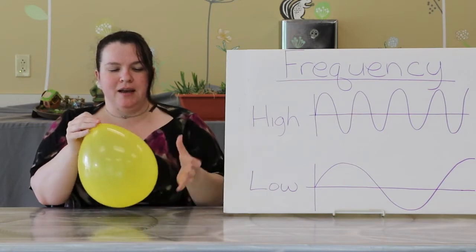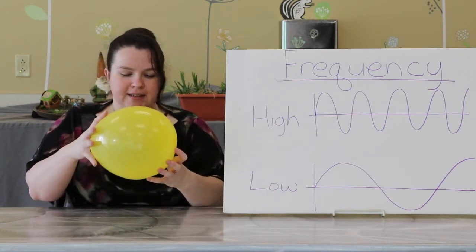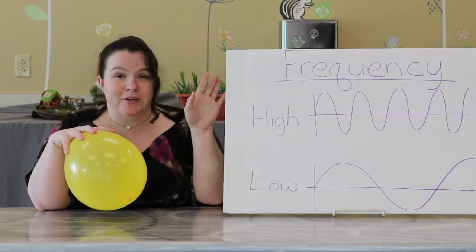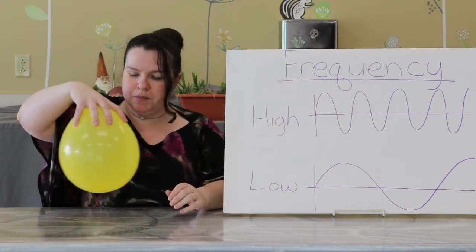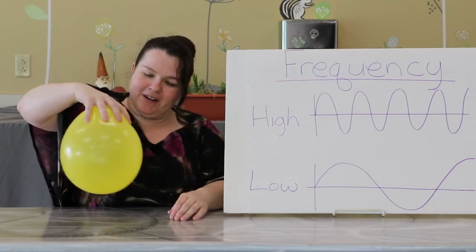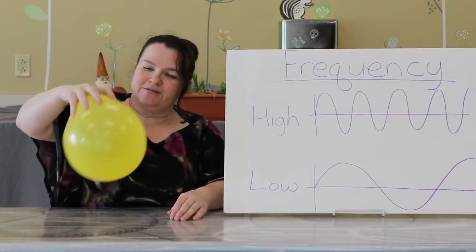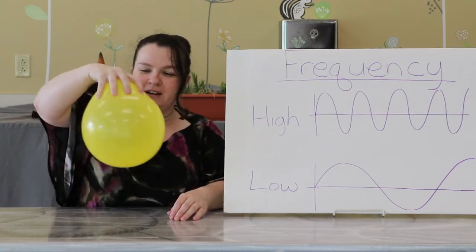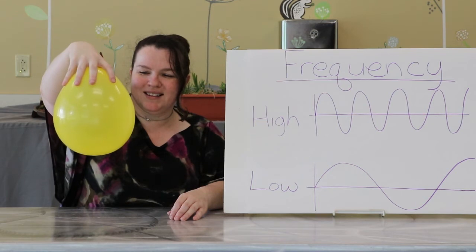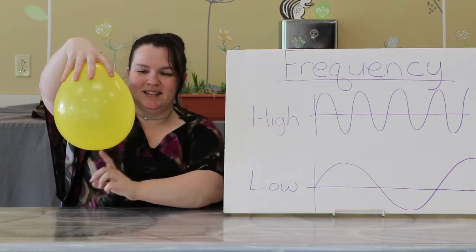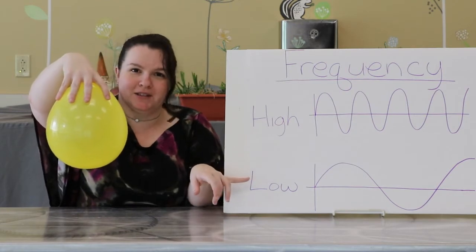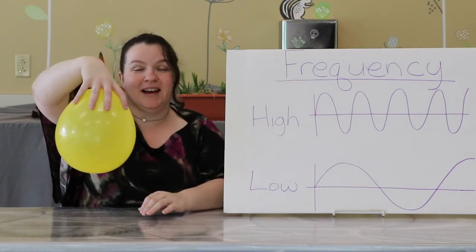All right, so now we have our balloon with our nut inside. To make high frequency and low frequency sounds, we're just going to spin the balloon. And you can hear it, as you spin it faster and faster and faster, it's getting higher pitched. And then if I stop, the nut is moving slower, which is creating a lower frequency wave and a lower sound.